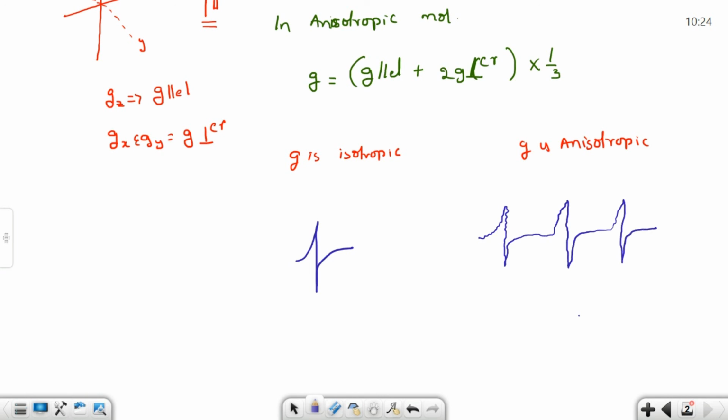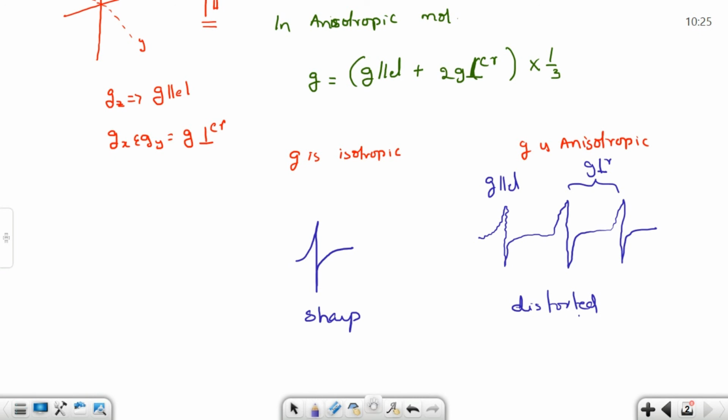This is the G parallel peak, and these two are the G perpendicular peak. Here, when G is isotropic, the signals are sharp. When G is anisotropic, the signals are distorted. So friends, this is about anisotropic nature.